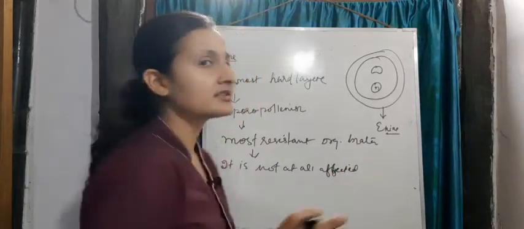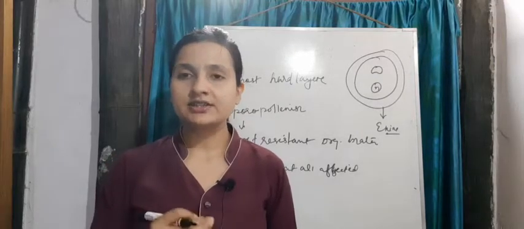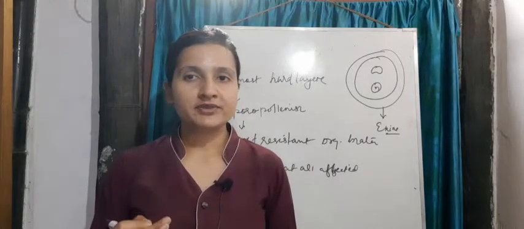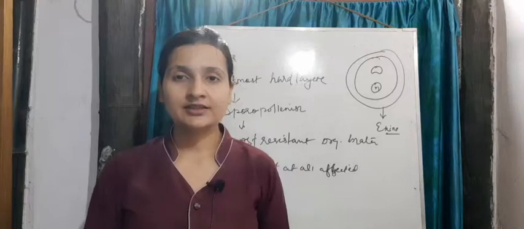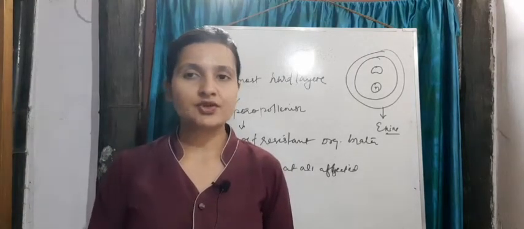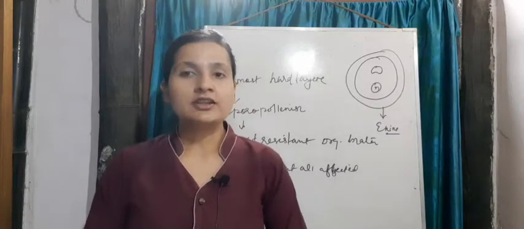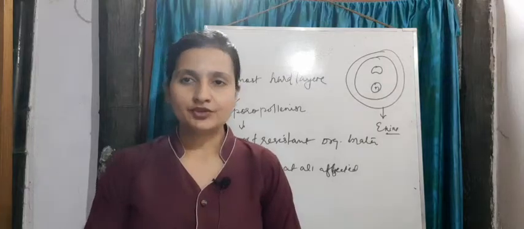It is not at all affected by high temperature. It can bear any temperature. It is not affected by strong acid or strong alkali, so no one can damage it. Even strong acid, strong alkali could not damage it, as well as enzymes. No enzyme can damage the pollen grain.